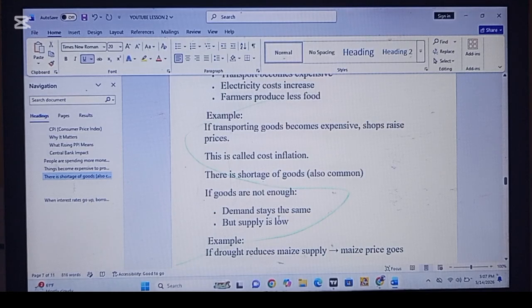So number one type of inflation is that we have demand inflation, whereby a certain product is needed but the supply is less, so the price just doubles. That is what we call demand inflation. And then we have something that we are calling cost inflation, which is caused by bei ya mafuta.